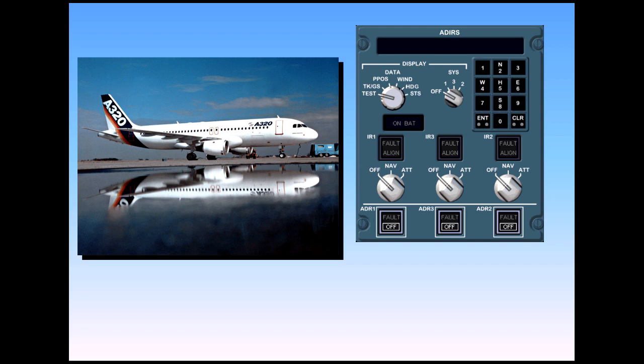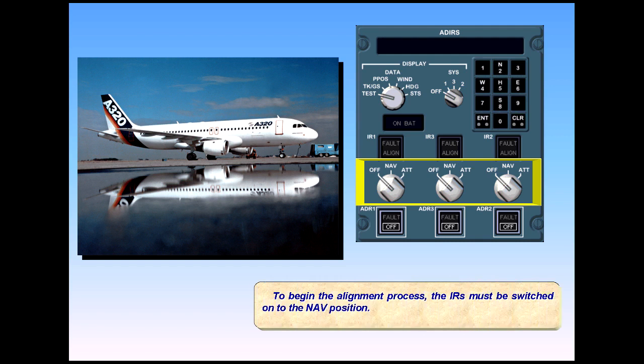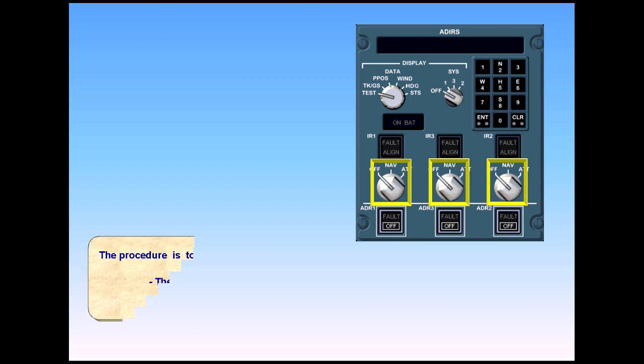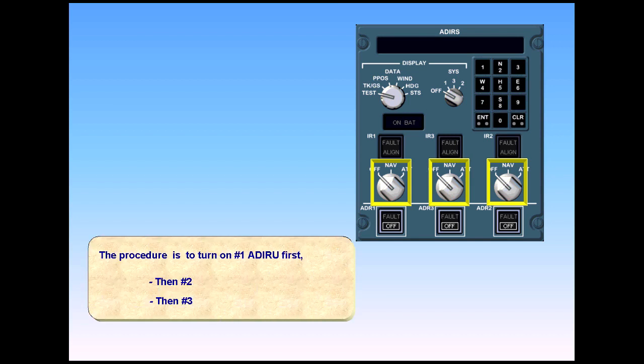To begin the alignment process, the IRs must be switched on to the nav position. The procedure is to turn on the number 1 aileron first, then number 2, then number 3. When the switch is turned on, the on-bat light illuminates, indicating that the emergency battery relay is operating correctly. The off light in the ADR extinguishes.